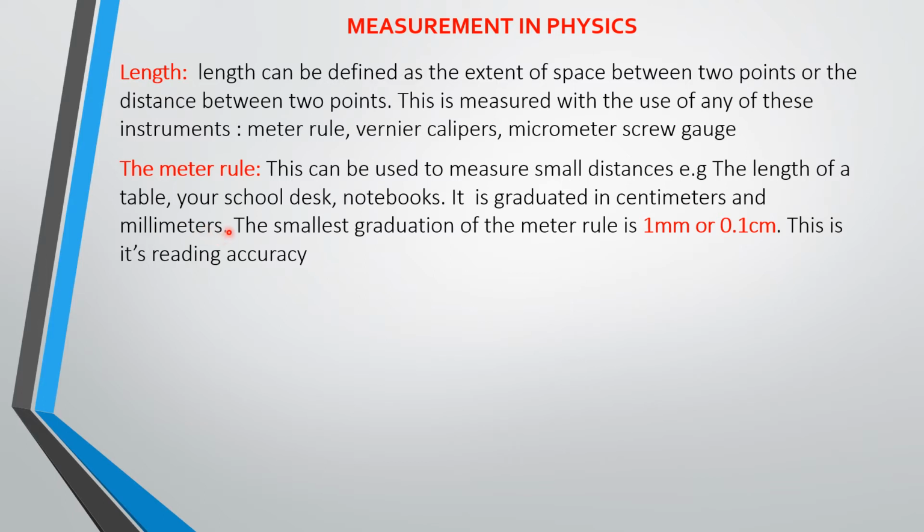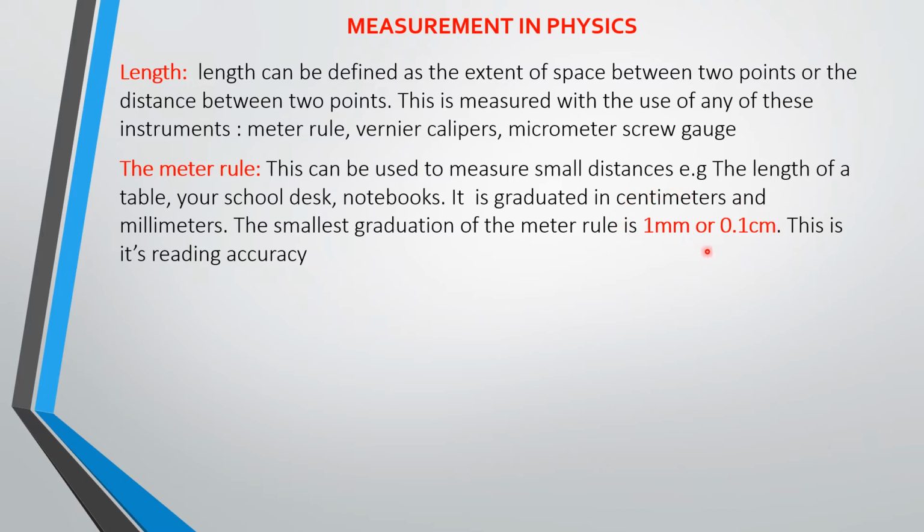Depending on the gradation on the rule that you are using, there's a point that I want you to take note of while using your rule. The smallest gradation of your rule is 1 millimeter or 0.1 centimeters. I also want you to take your time to review a little bit about your units and measurement.